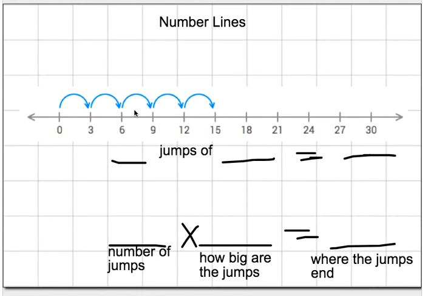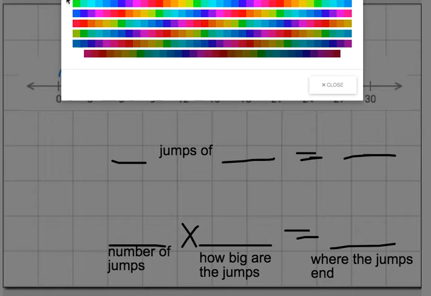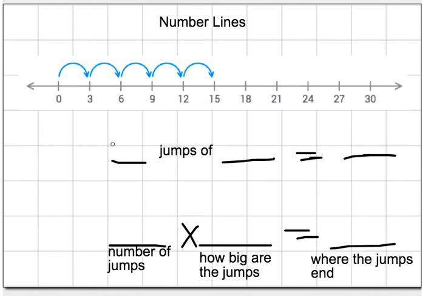So let's go ahead and solve this problem. I'm going to change the color, do yellow. First we're going to count the number of jumps because that's the first one. So we have 1, 2, 3, 4, 5. So we have 5 jumps.